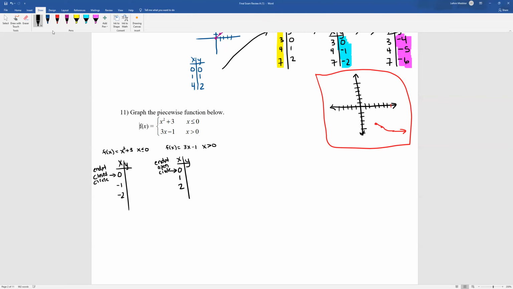Okay, so now we're going to plug these into our functions. So 0 squared is 0 plus 3 is 3. Negative 1 squared is 1 plus 3 is 4. Negative 2 squared is 4 plus 3 is 7. 3 times 0 is 0 minus 1 is negative 1. 3 times 1 is 3 minus 1 is 2. 3 times 2 is 6 minus 1 is 5.